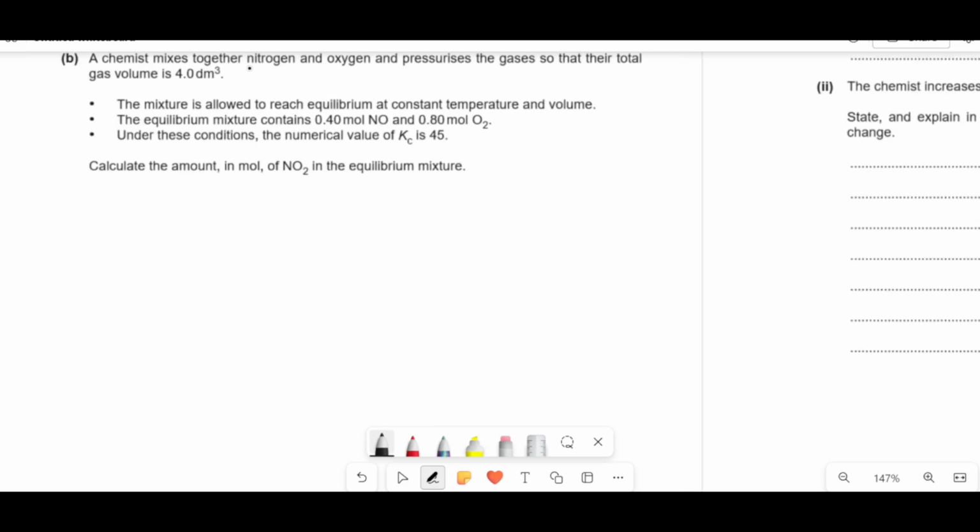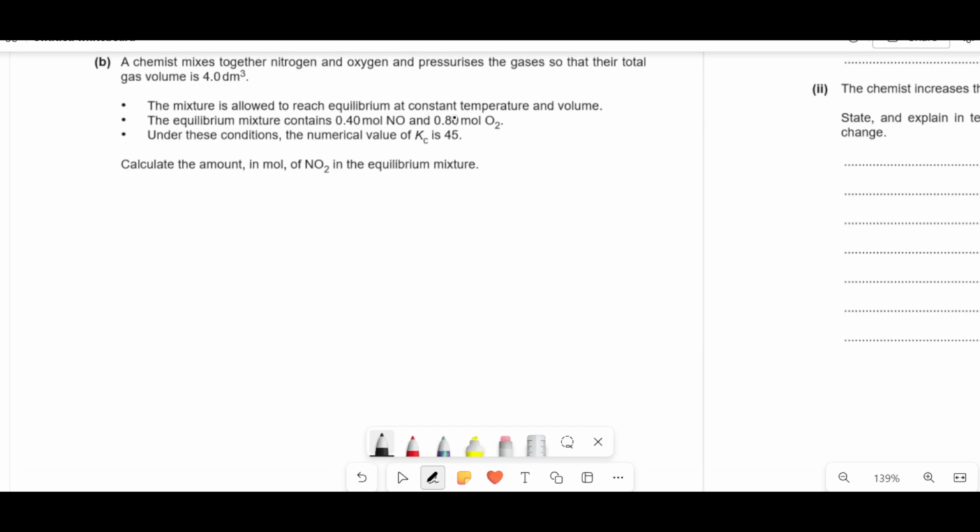Cool. A chemist mixes together this and pressurizes it so the total volume is that. The mixture is allowed to reach equilibrium at constant temperature and volume. The equilibrium mixture contains this. And then under these conditions, this is that. We find out the amount of moles in this equilibrium mixture.